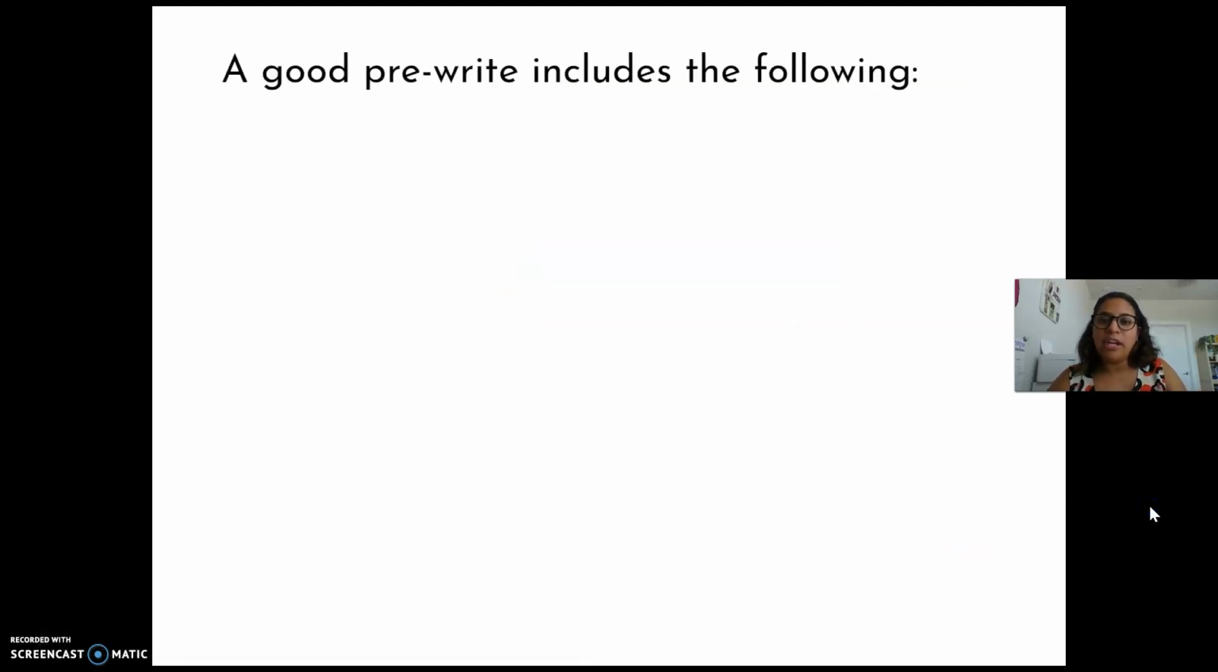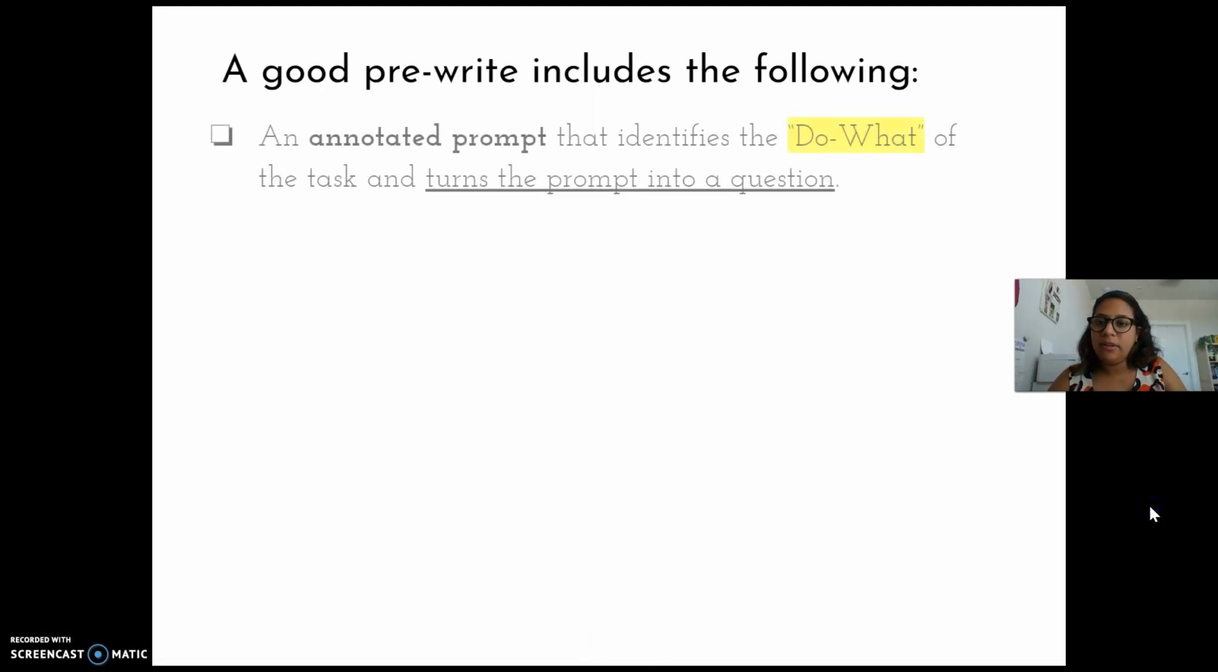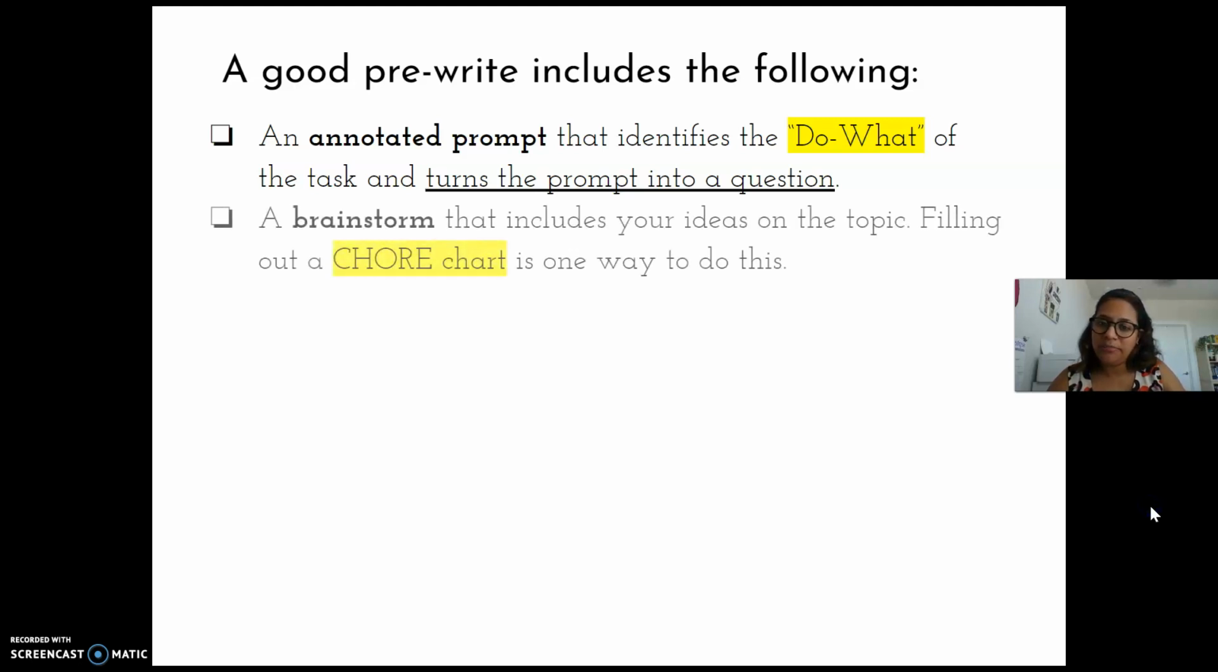Let's look at what a good pre-write includes. First, it includes an annotated prompt that identifies the do-what of the task and turns the prompt into a question. Next, it is a brainstorm that includes your ideas on the topic. You can do this by filling out a chore chart.